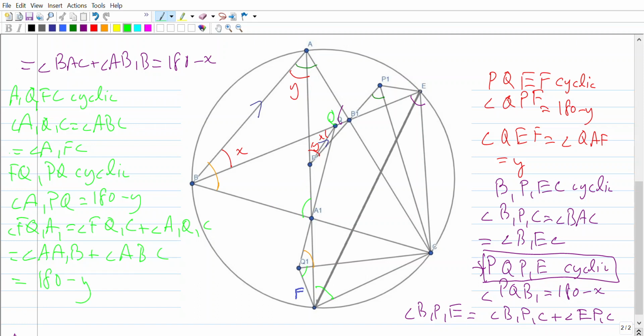So now we have that FQ1PQ is cyclic, and PQP1E is cyclic, and PQEF is cyclic. This just means that points P1 and Q1 also lie on the circle PQEF, which implies that points P, Q, P1, and Q1 are concyclic. So that's all for this problem.